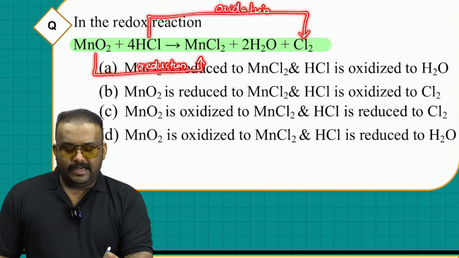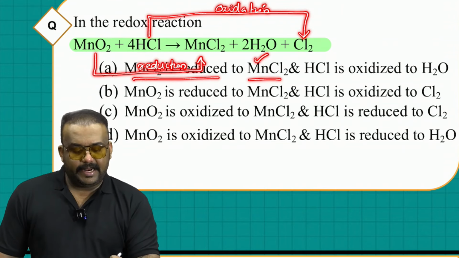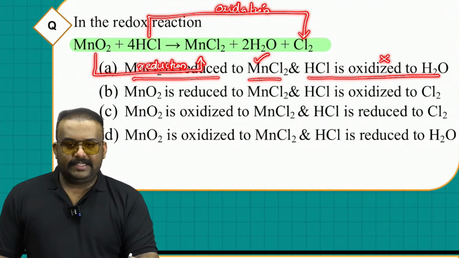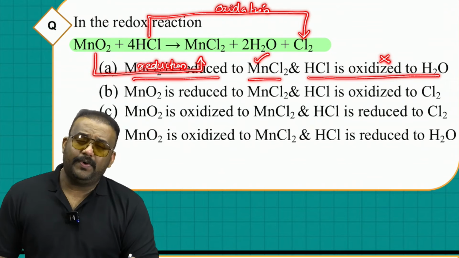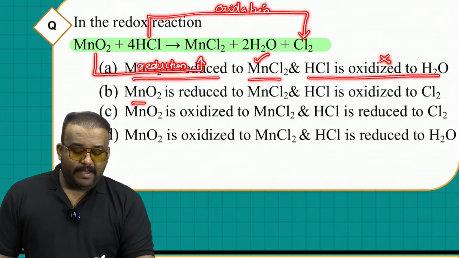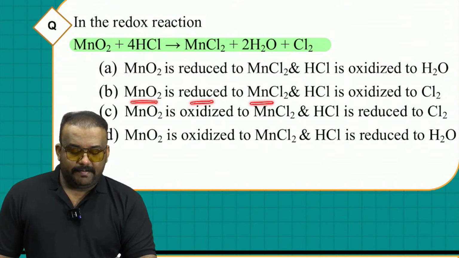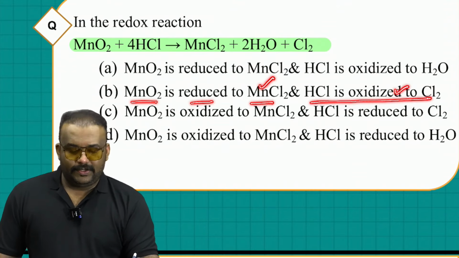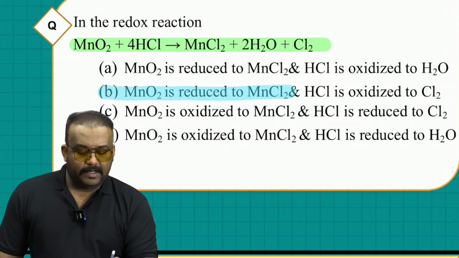So with reference to that, let's read all the options. First option says MnO2 is reduced to MnCl2. That is correct. HCl is oxidized to H2O. That is wrong. HCl is not getting oxidized to H2O. Rather, HCl is getting oxidized to chlorine, correct? So MnO2 is reduced to MnCl2, that is correct. HCl is oxidized to chlorine, that is also correct. So our correct option should be option B, right?